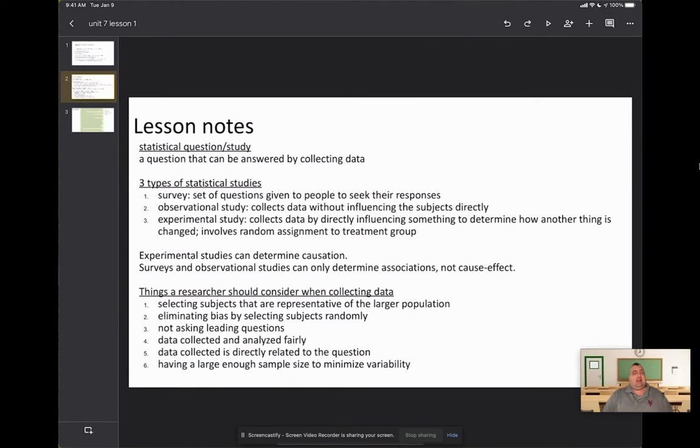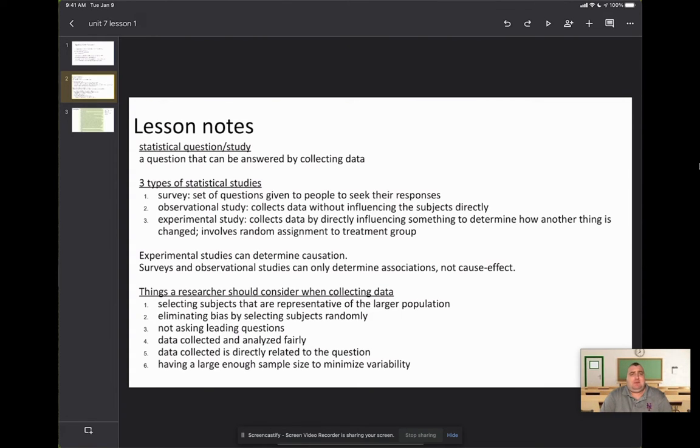Now, the survey is pretty self-explanatory. We've all filled out surveys before. A survey is a set of questions given to people to seek their responses. An example of a survey would be like the online thing that some stores will put at the bottom of their receipts. If you fill out this survey based on your experience, you might get a free item or a coupon code or some sort of benefit. That would be a survey.